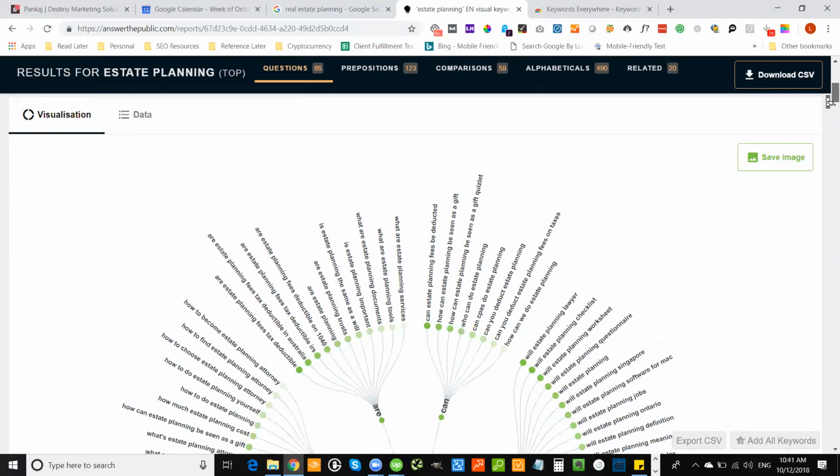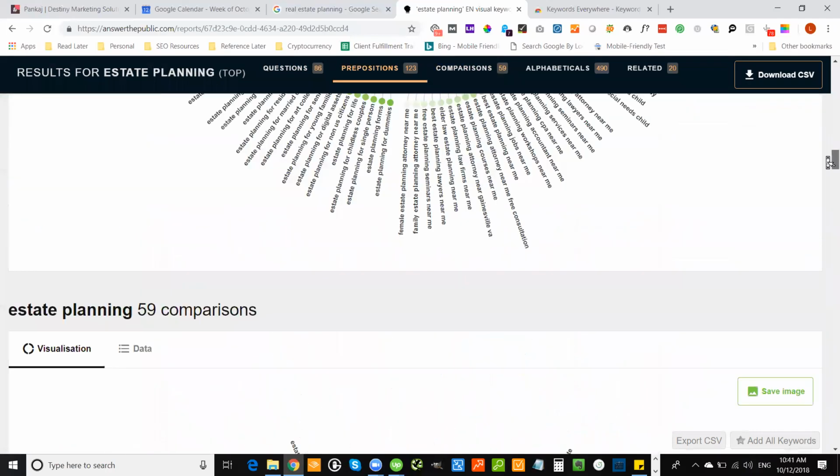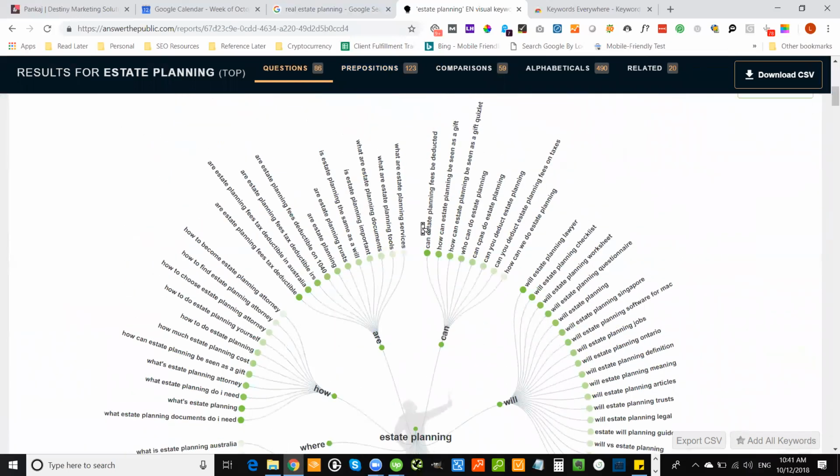Oh, wow. So you see here, you actually have a long list down here. Okay, wow. Yeah, so estate planning is a very popular topic. But if you just follow the little wheel here, you can kind of see what's going on. So if we look at all questions with the word can in it: can estate planning fees be deducted? How can estate planning be seen as a gift? How can estate planning be seen as a gift Quizlet? Who can do estate planning? Can CPAs do estate planning? Can you deduct estate planning? Can you deduct estate planning fees on taxes? How can we do estate planning?